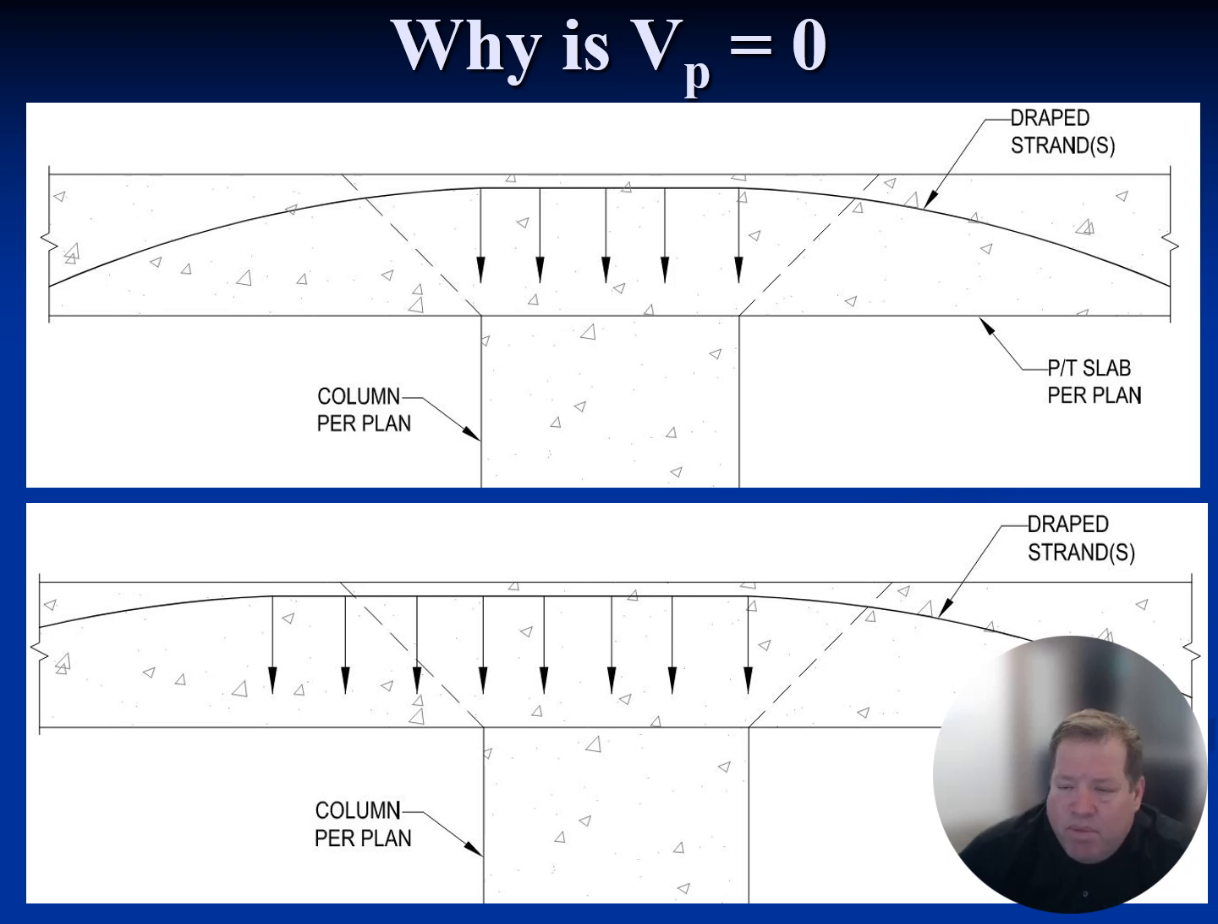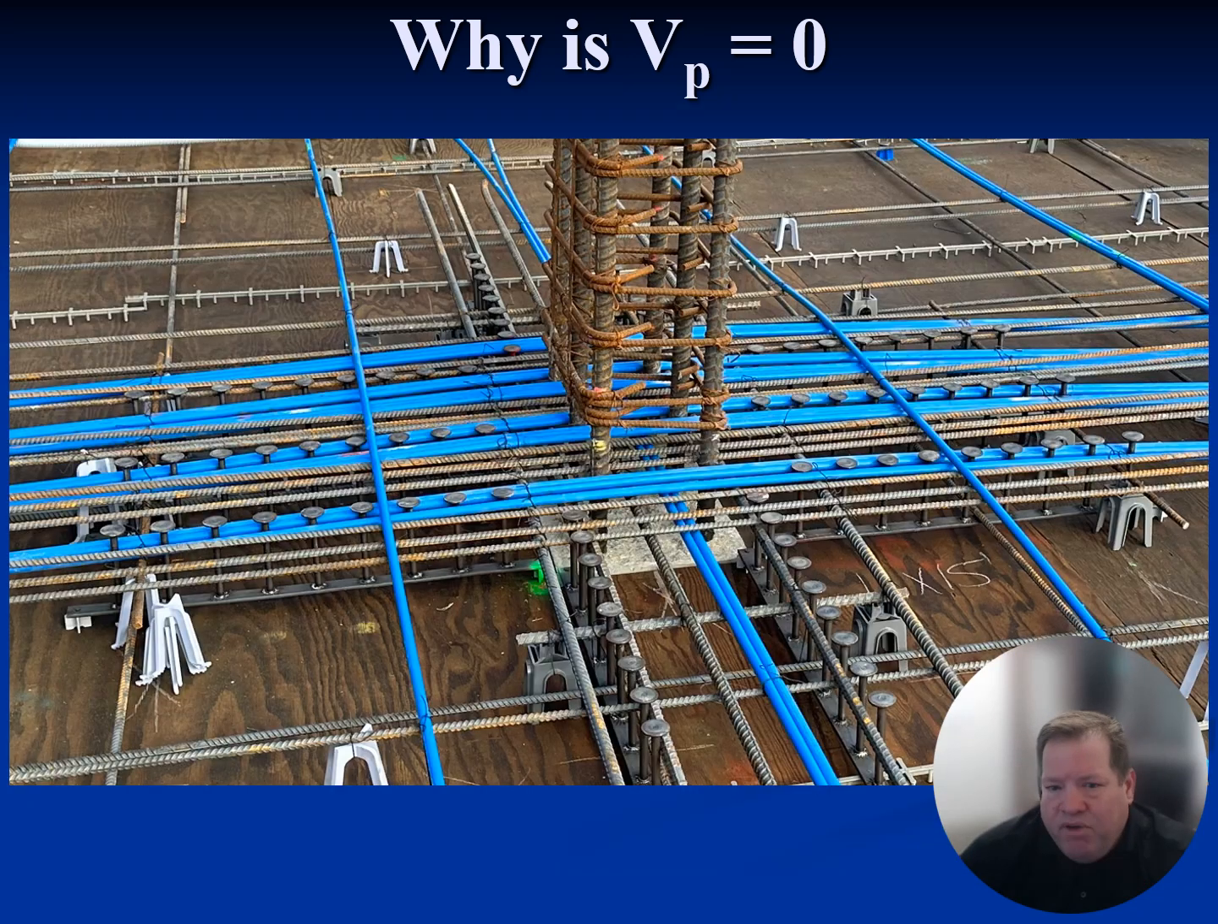And I wouldn't rely upon that at all. Again, punching shear is our weak link. Don't screw around with punching shear. Take V sub P as 0.